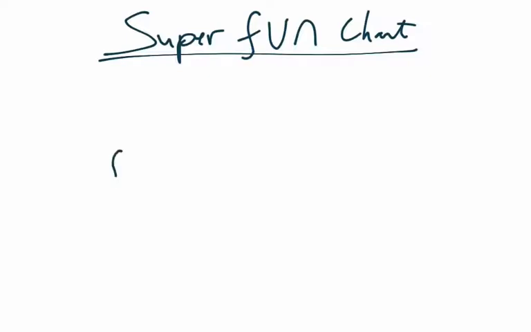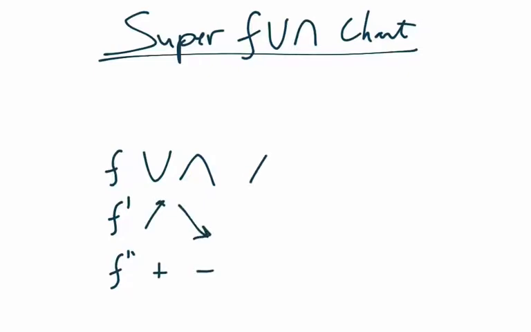So just to recap, the fun chart was the relationships between f, f prime, and f double prime. We had f concave up, concave down, f prime was increasing or decreasing, f double prime was plus or minus, and then over here, when f was increasing or decreasing, f prime was positive or negative.